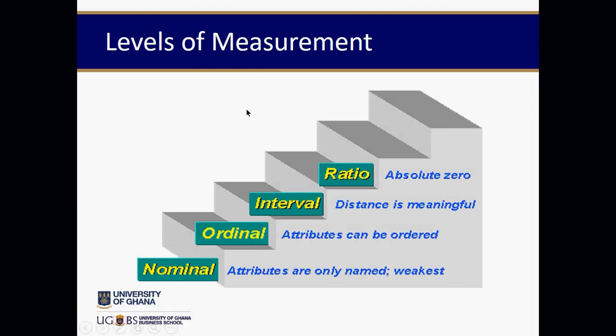So these are the levels of measurement. All right. So we have nominal, where attributes are only named, which is the weakest. Then ordinal, where attributes can be ordered. Interval, where distance is meaningful, and then ratio, with an absolute zero. You try that.